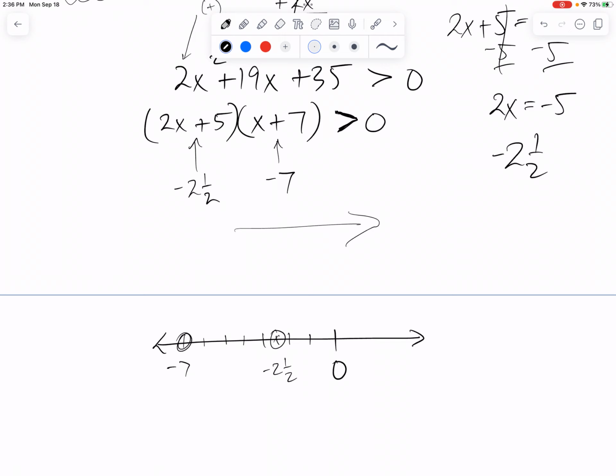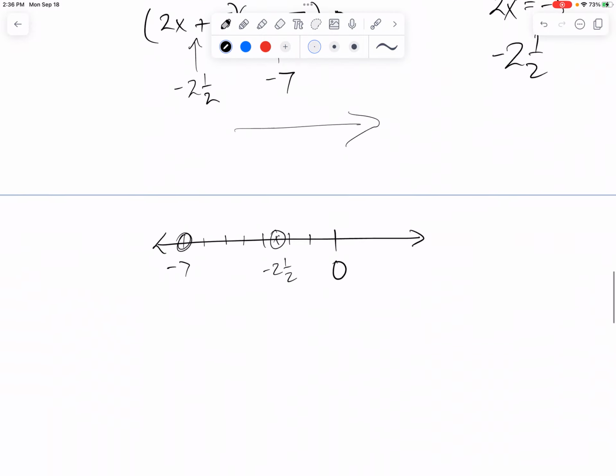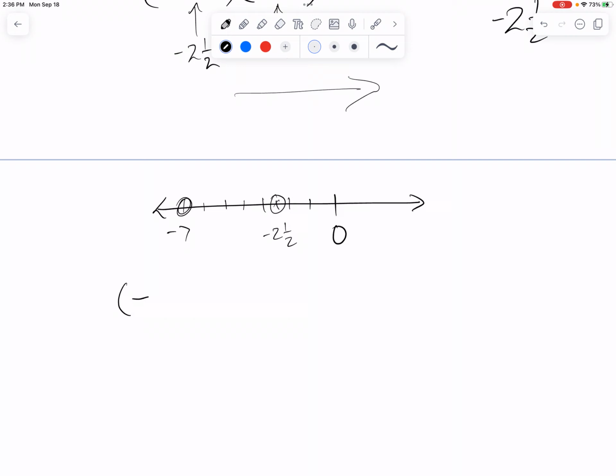Could you break up the number line and do all the analysis information for me? Yes, you could. But what I'm trying to say is, if everything is in the right spot, you have the answer given to you right away. So the answer would be everything smaller than negative 7, parenthesis, unified with, parenthesis, negative 2.5, and everything that is larger than that.